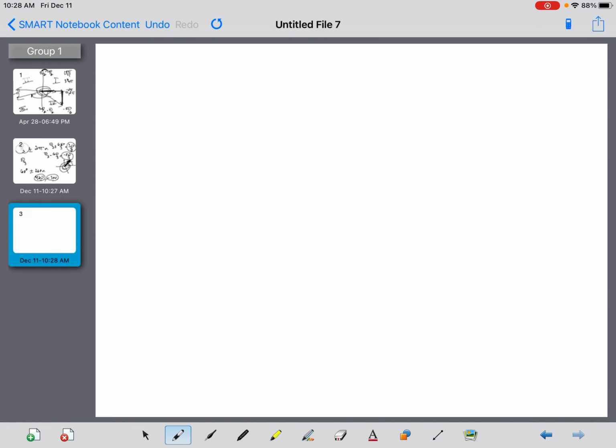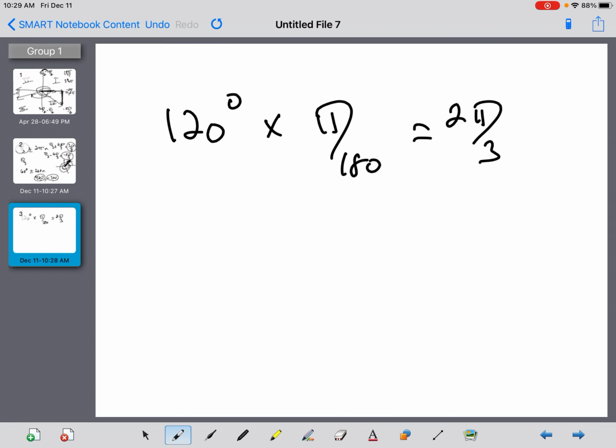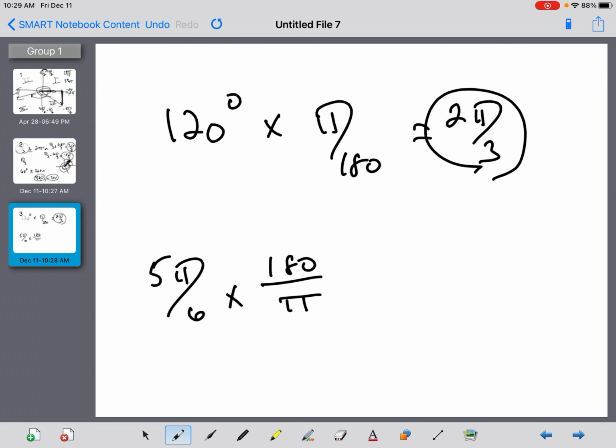All right, next thing. How do you convert from degrees to radians? Let's suppose I had 120 degrees. I want to convert it to radians, so I multiply by pi over 180, and this is 120 over 180, which simplifies to 2/3. So this becomes 2 pi over 3. If you have, let's say, 5 pi over 6, and you want to convert that from radians to degrees, then you multiply by 180 over pi. These cancel. This goes in there, and you get 150 degrees. So those are your rules for going from degrees to radians and radians to degrees.